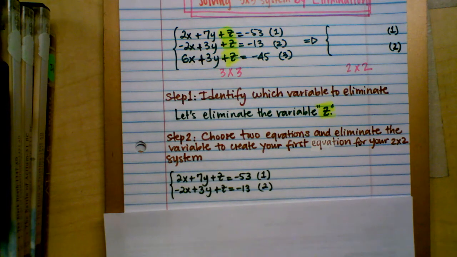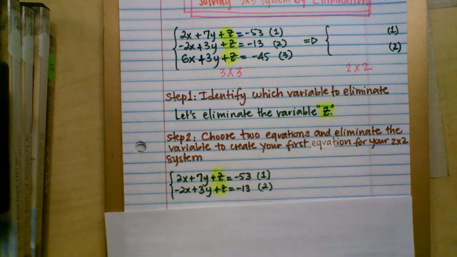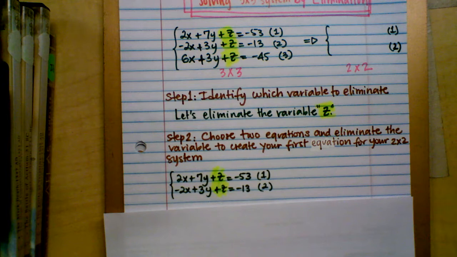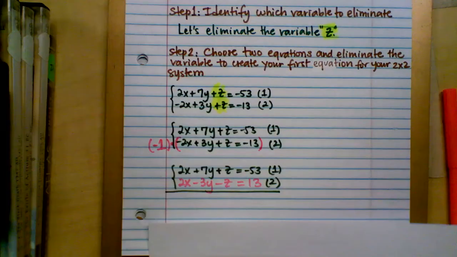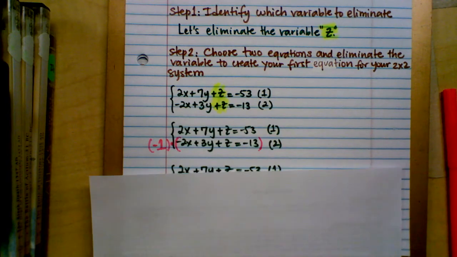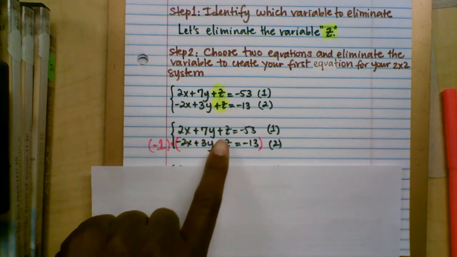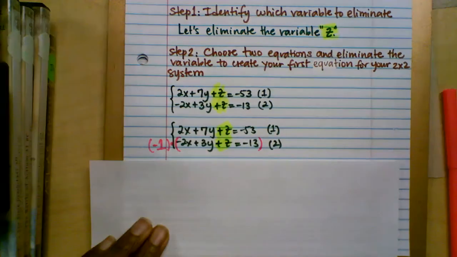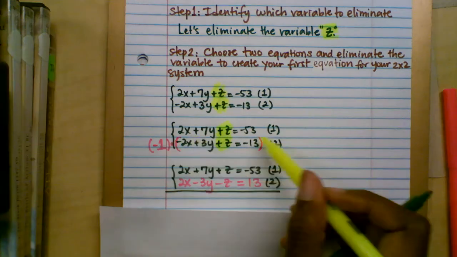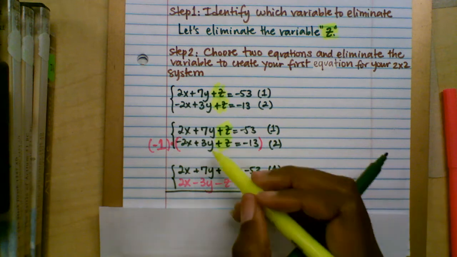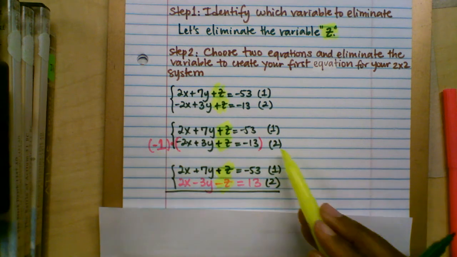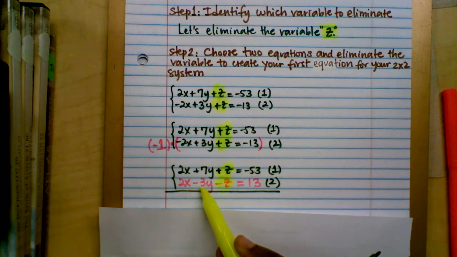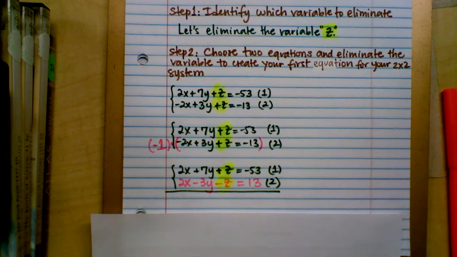Remember, to eliminate a variable, z here, they need to be opposite of each other. If I want to cancel variable z, they have to be opposite. However, they're not opposite. So what can you do to make them opposite? For this example, you have to multiply one equation by -1 to make the terms with the variable z opposite of each other. The first equation stays the same, but for the second equation, I took the opposite of every term. So I got positive 2x minus 3y minus z equal to positive 13.